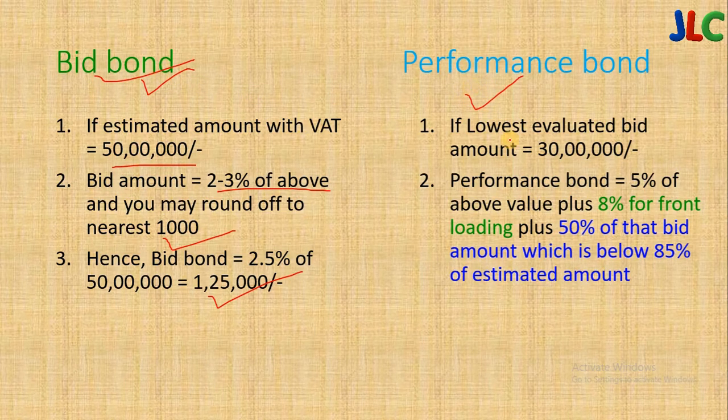Similarly, performance bond, if the lowest evaluated bid is 30 lakhs among 50 lakhs estimate, then performance bond would be 5% of the above plus 8% for front loading plus 50% of that bid amount which is below 85% of the estimated. We will see through this example later. Let us understand what is front loading.